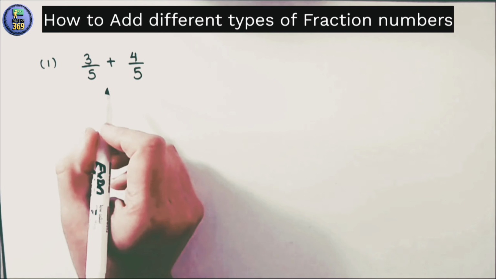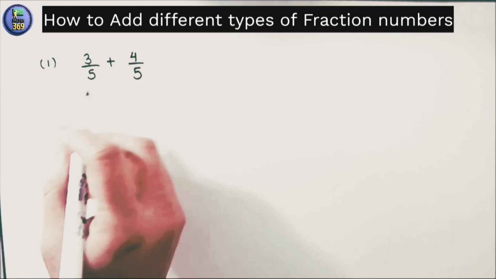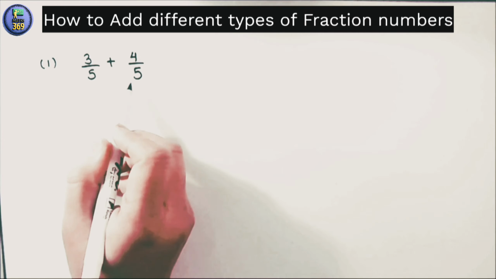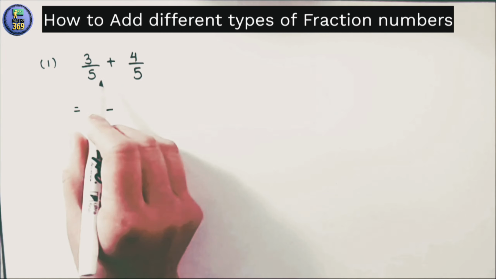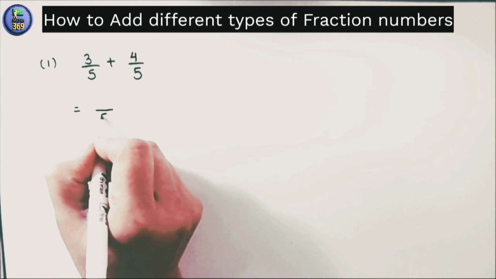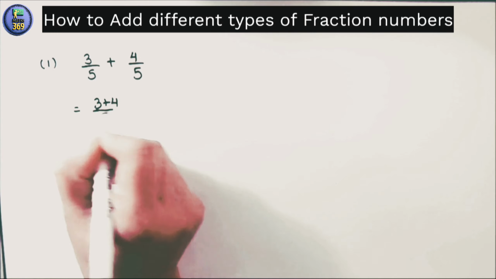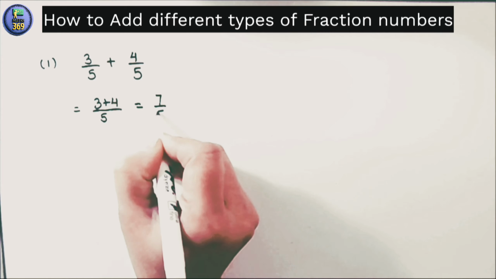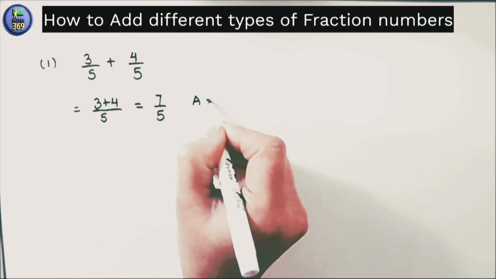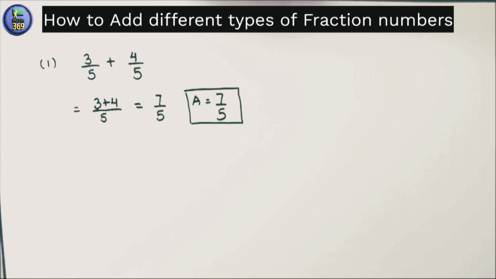So our first example is very easy. It is the addition of two like fractions. We know that like fractions are fractions having the same denominator. So as the denominators are same, we can write the two fractions as a single denominator with the addition of the numerators. So this will be 3 plus 4 divided by 5, which is equal to 7 by 5. So the final answer is 7 by 5. This is the easiest category of fraction addition. Now let us move to our second example.